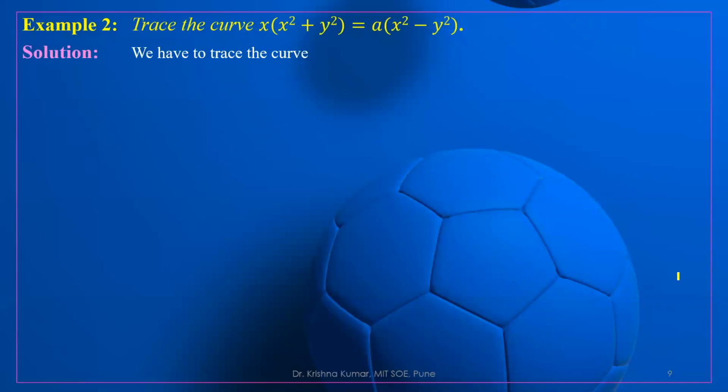Let us take another example. Example number 2. Trace the curve x times (x squared plus y squared) equal to a times (x squared minus y squared). So we have to trace the curve. Let us separate this.